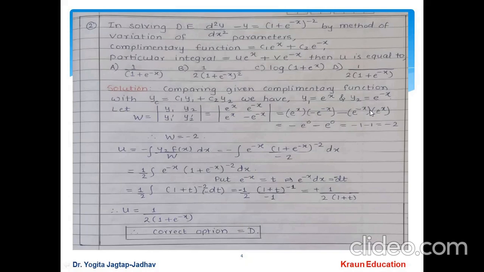Same thing for the second term, we get minus e raised to 0. Again, you know e raised to 0 is 1. Therefore here we get minus 1, that is equal to minus 2. Therefore Wronskian W equal to minus 2.